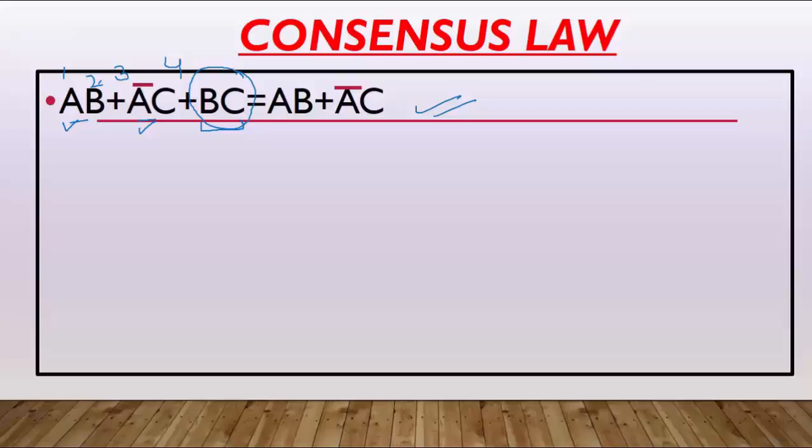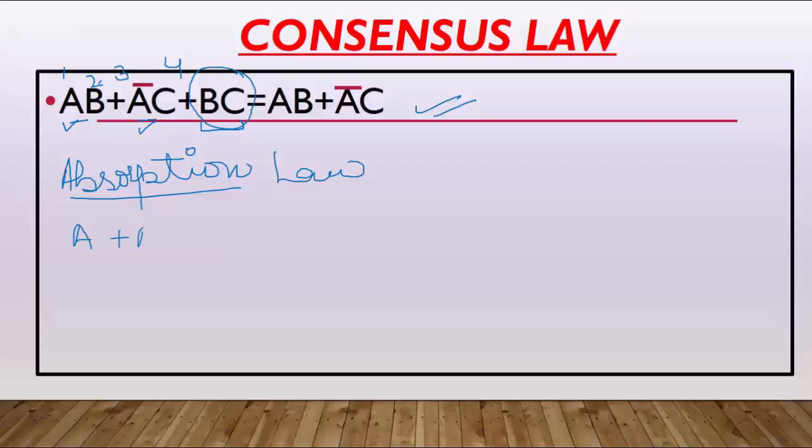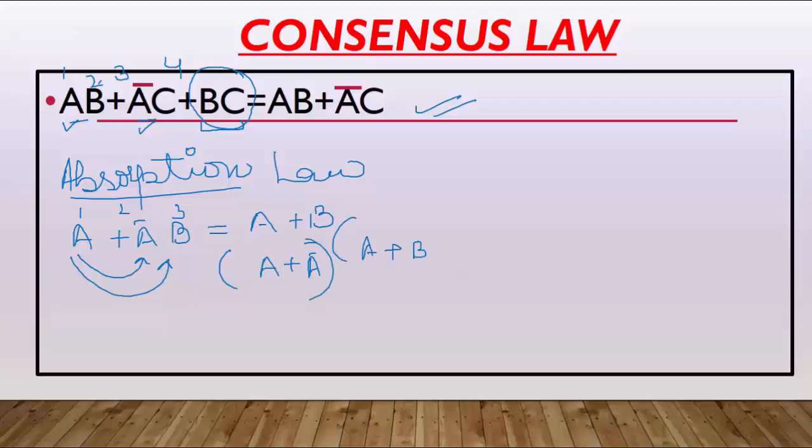Now there is one more law, the absorption law, which is very useful. If it is A plus A bar B, that is equal to A plus B. How? Like I told you, just name it 1, 2, 3, first 1 and 2 and then 1 and 3. So it is A plus A bar and A plus B. So A plus A bar, you know that if I consider it as 1 and 0, so that is equal to 1 and A plus B. So this is equal to A plus B.